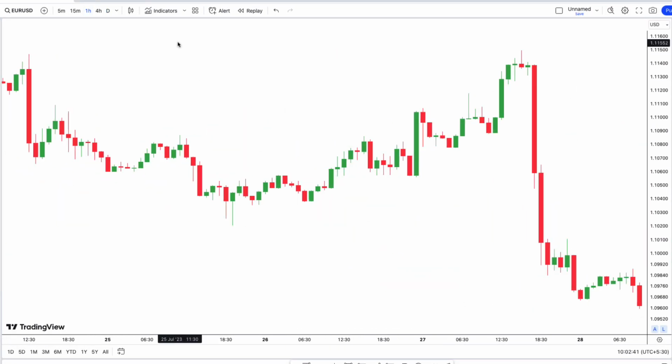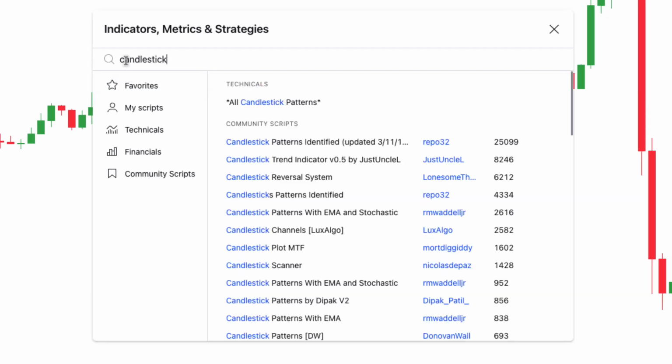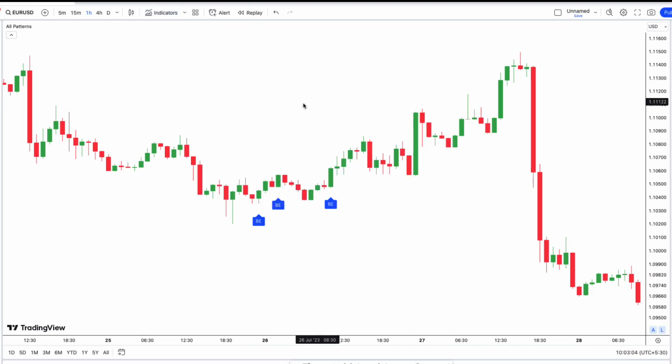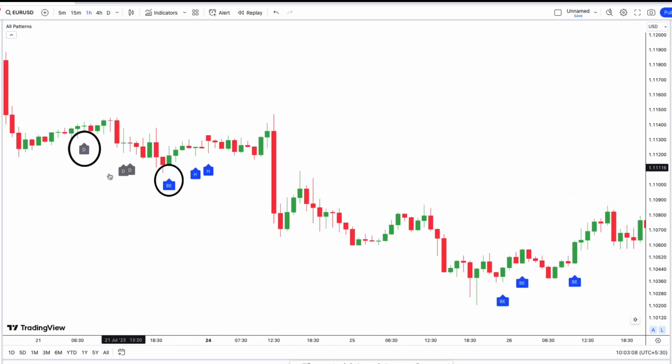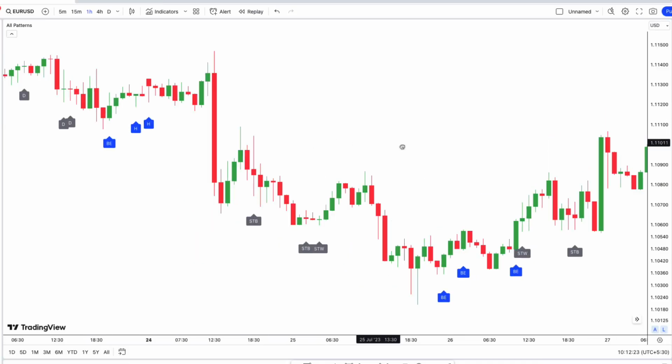Let's first add the indicator to the chart. Head over to the Indicator tab and search for the Candlestick Patterns indicator. Select the All Candlestick Patterns indicator by TradingView and add it to the chart. Instead of showing us one candlestick pattern such as the doji or engulfing candlestick, this indicator is able to show us nearly all of the candlestick patterns.